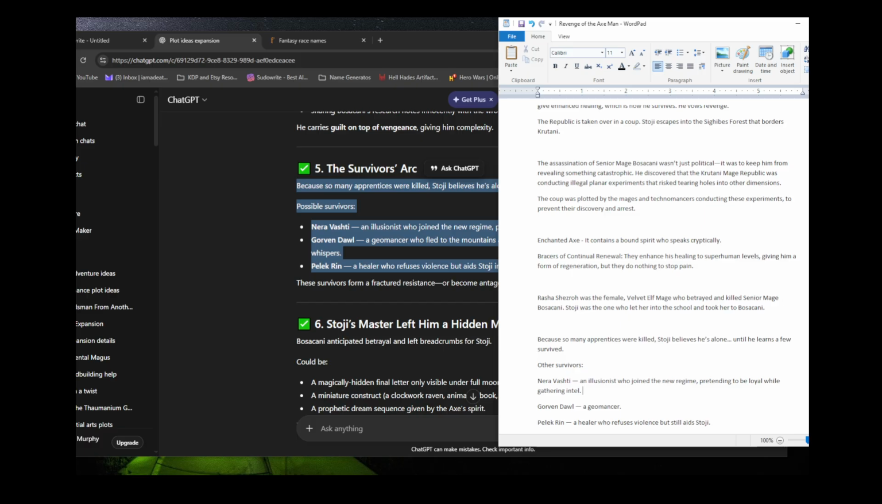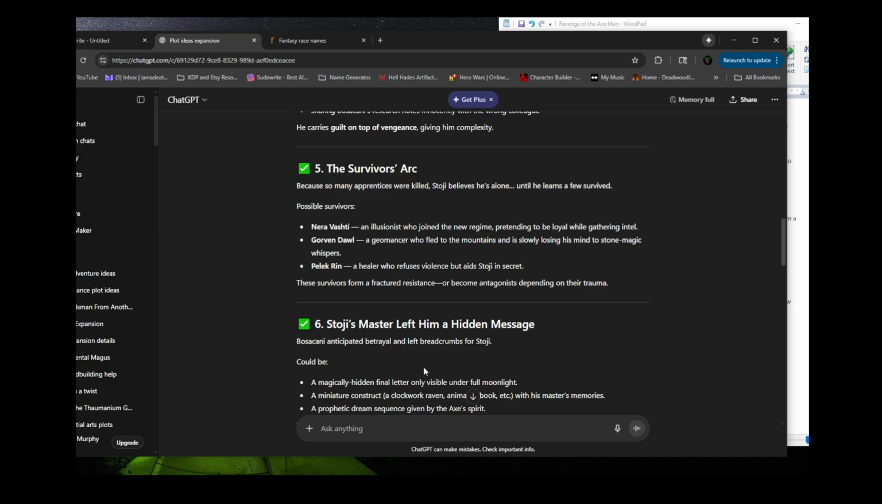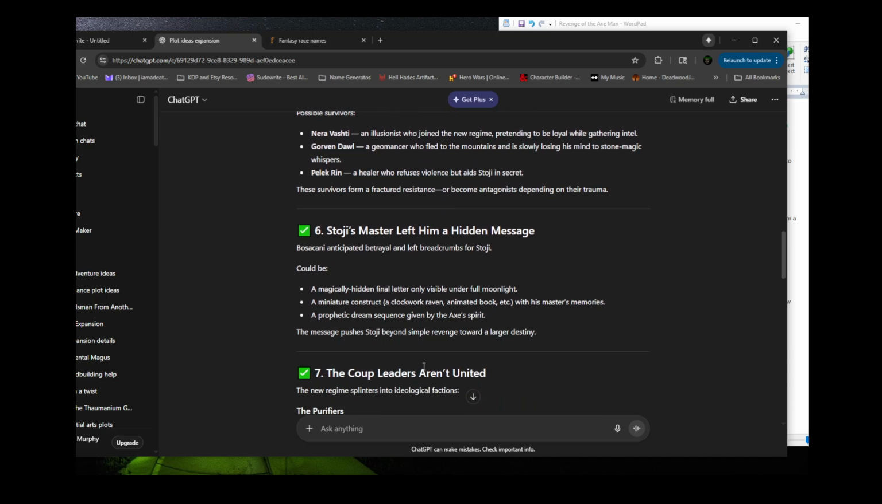Let's add a romantic interest here. She is Stoji's girlfriend. Not even just a prospective love interest, she is actually going to be his girlfriend who survived the attack, but is now working for the other side as a spy, essentially, but he doesn't know that at first, so that gives us some story potential there.